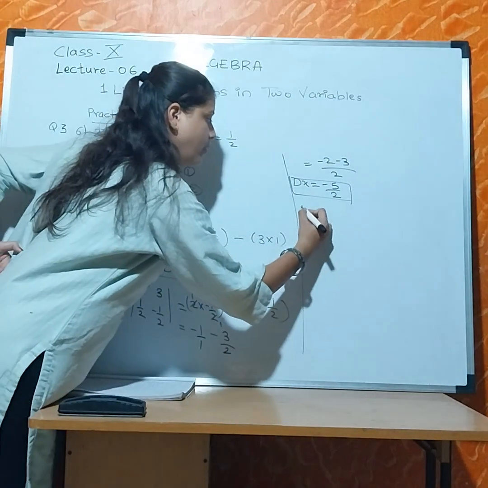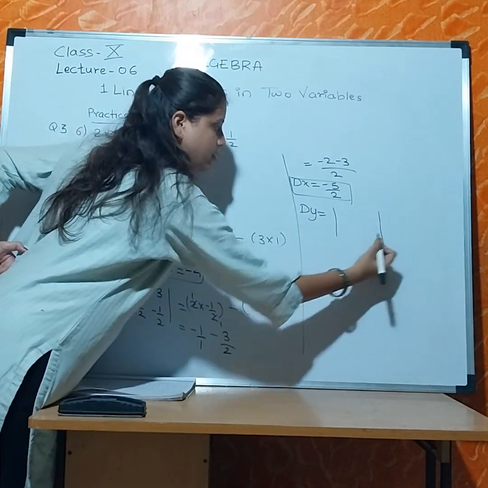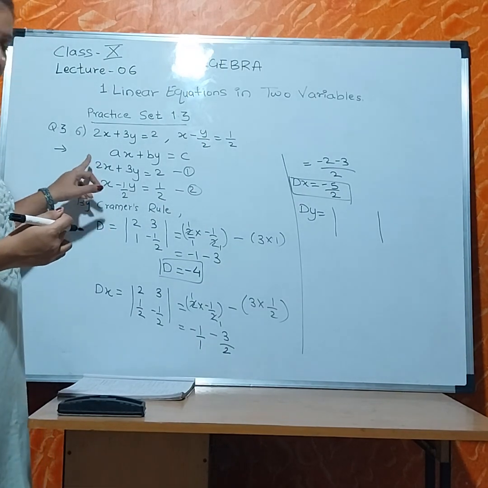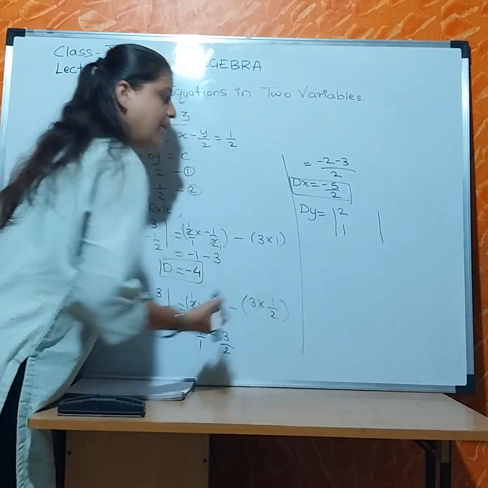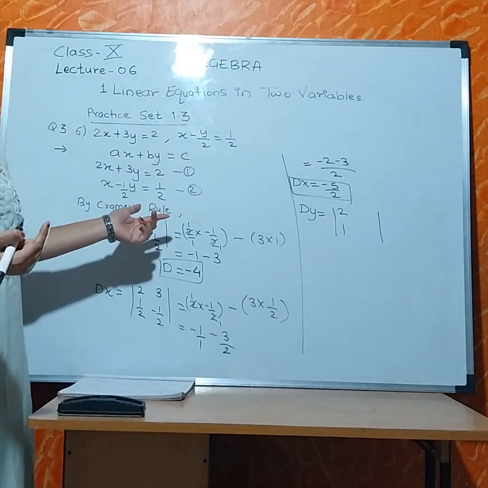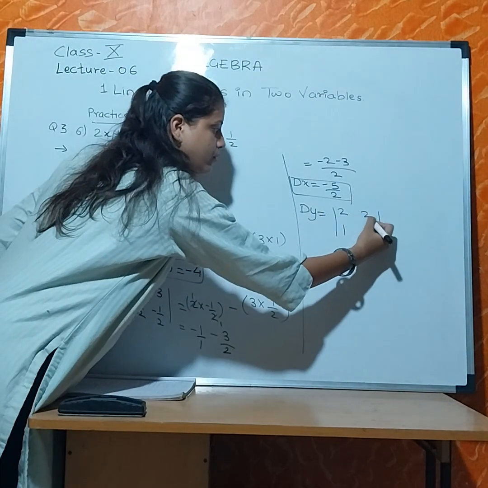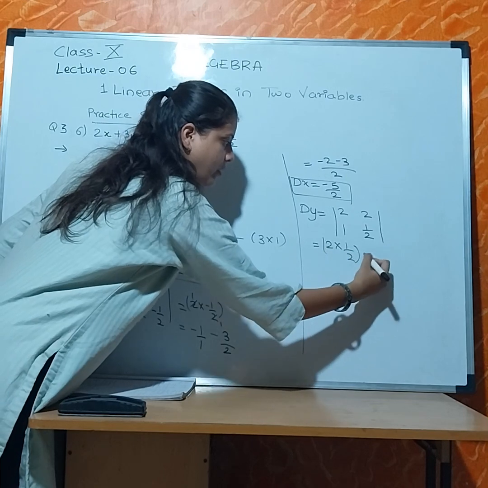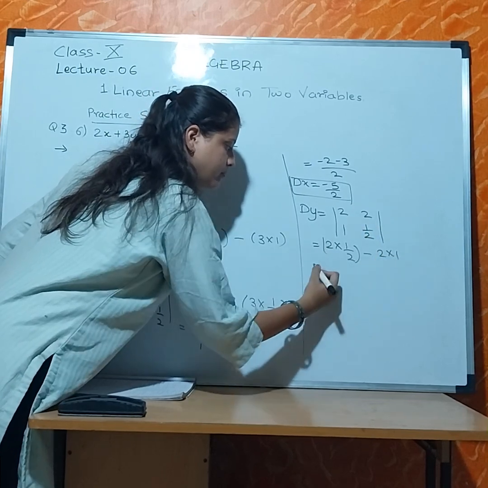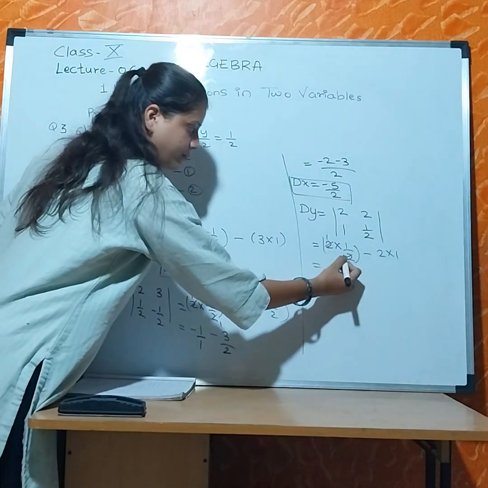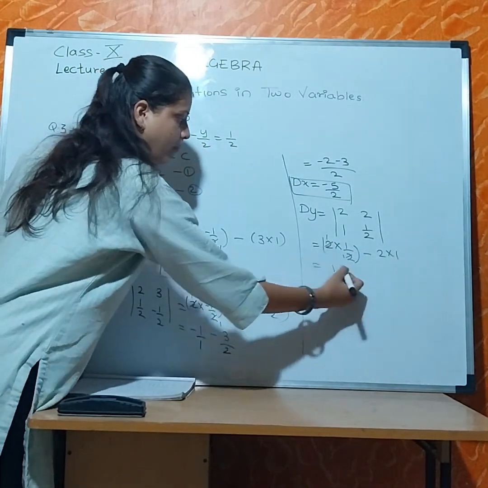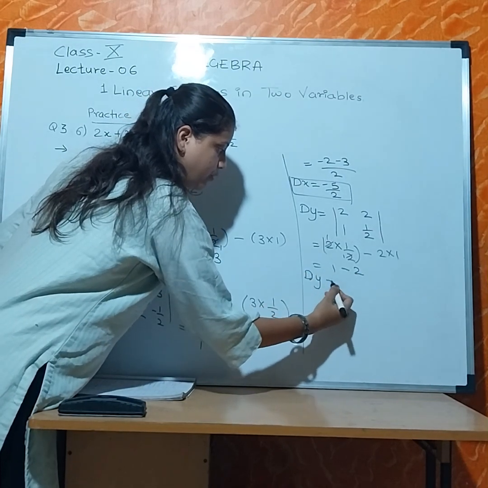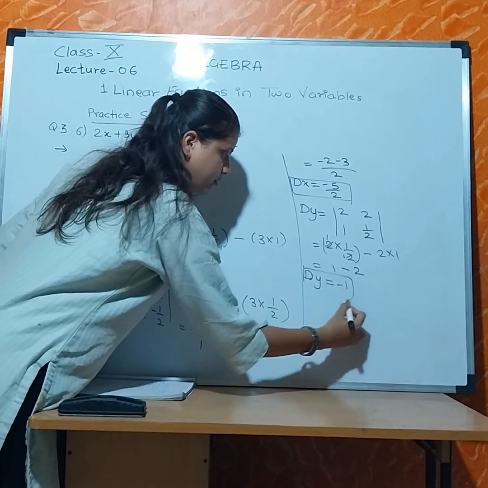Next we will find the value of Dy. To find the value of Dy, first we put the coefficients of x, which are 2 and 1, and in place of the y coefficients we put the values of c. So 2 and 1 upon 2. So 2 into 1 upon 2 minus 2 into 1. The 2s get cancelled, the answer is 1. Minus 2 into 1 is 2. So Dy is equal to minus 1.